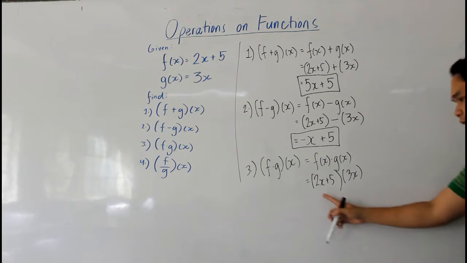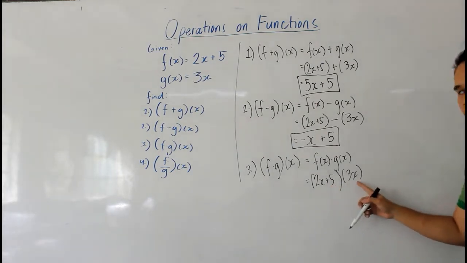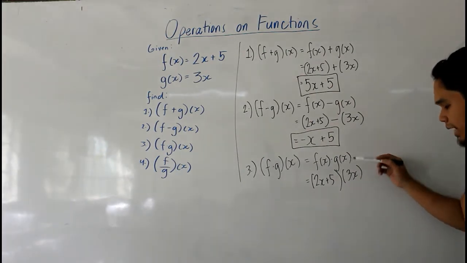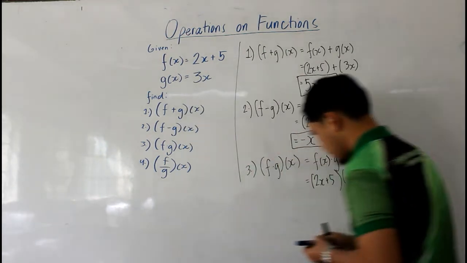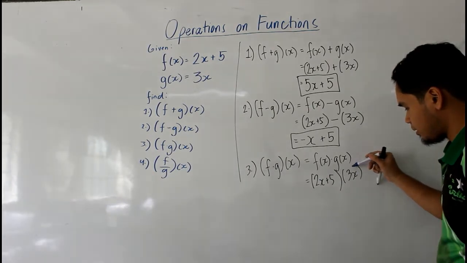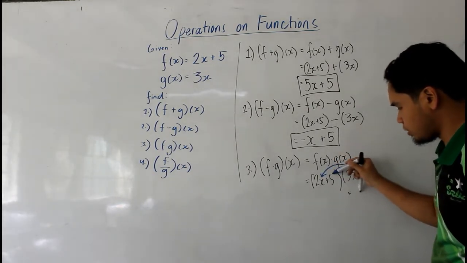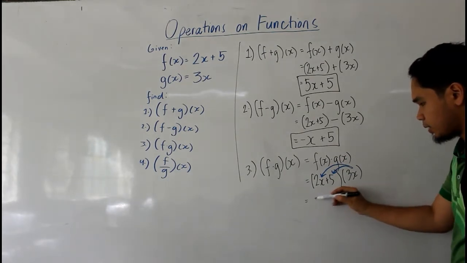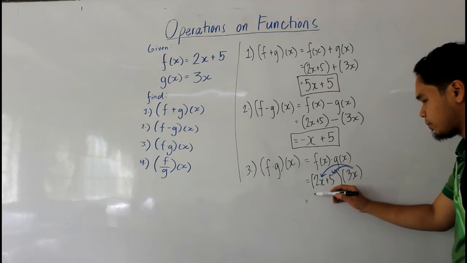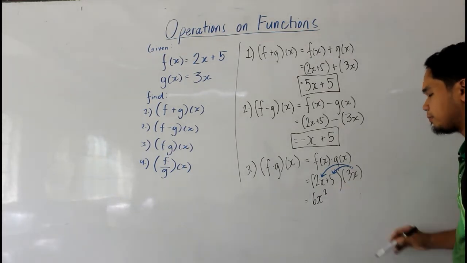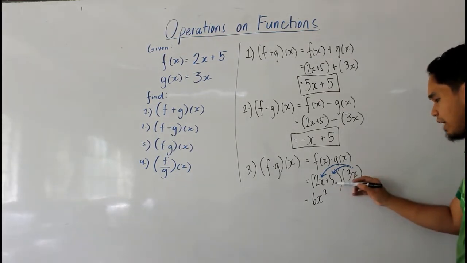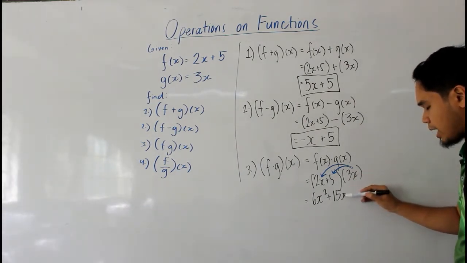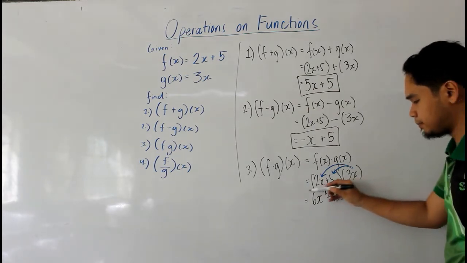Since we have a binomial multiplied by a monomial, what we're going to do is just distribute this 3x to both terms. Imagine distributing 3x here and also here. This will become 2x times 3x, which gives us 6x squared, plus 5 times 3x, which gives us 15x. And this is our answer for number 3.